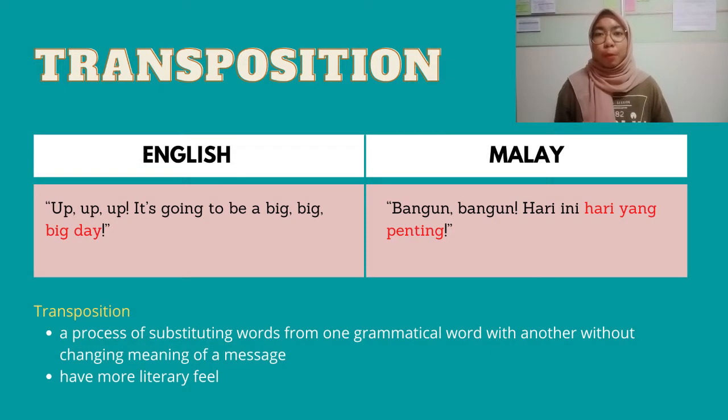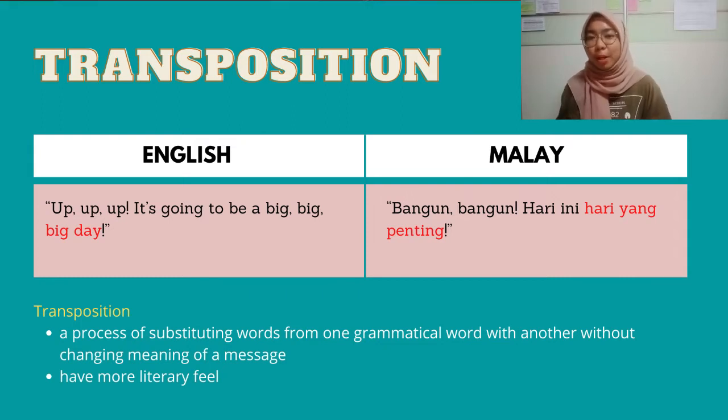From an example from the book, Big Day, the phrase in SL is an adjective phrase. It is translated into TL using transposition as it replaces the grammatical word class or part of speech of SL. Hari yang penting is a noun phrase, in which hari means day and penting means important. Therefore, the translated phrase is a transposition from adjective phrase to noun phrase.